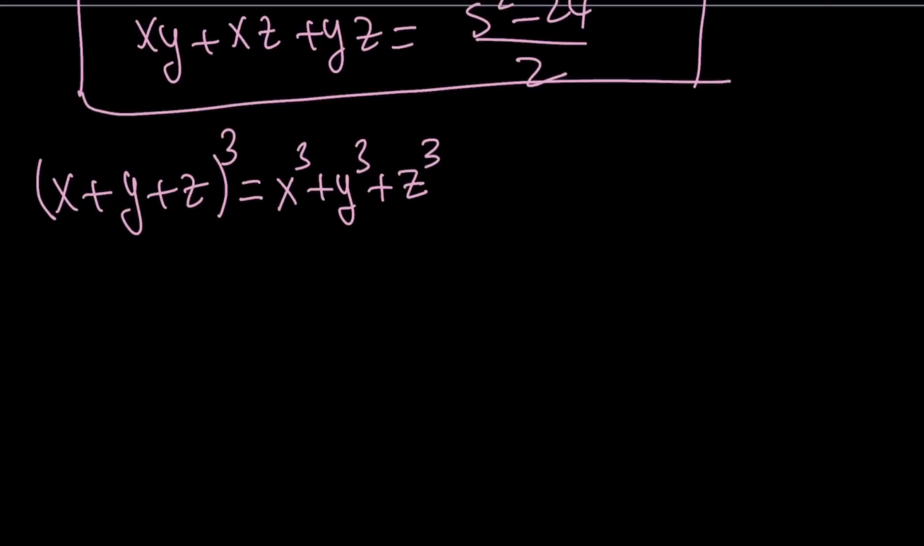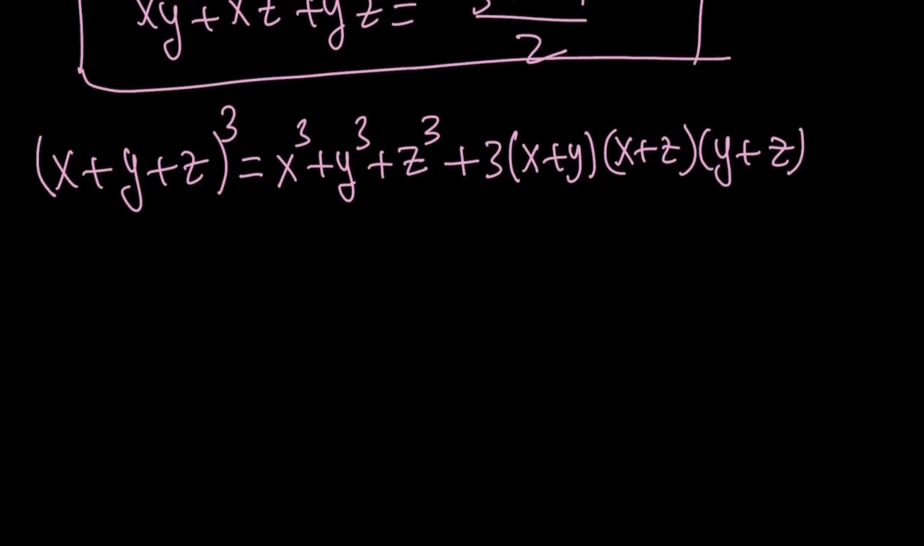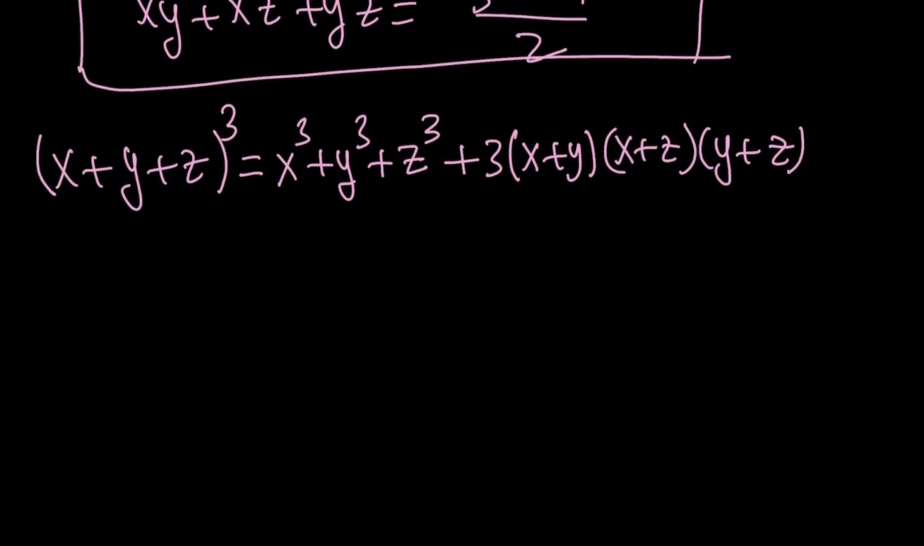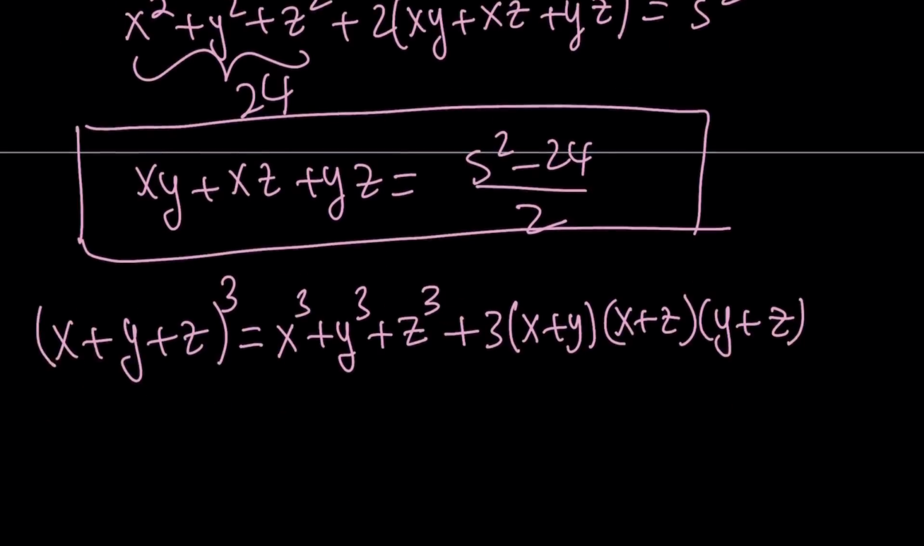x cubed plus y cubed plus z cubed. And then to this, obviously, we're going to have the cubes, right, in this expression. To this, we can just add 3 times x plus y times x plus z times y plus z. In other words, everything besides the cubes can be factored in this sum. Great. So now, I do have an expression for x plus y plus z, which I use s, and then I know the sum of cubes. So I know a couple things here.